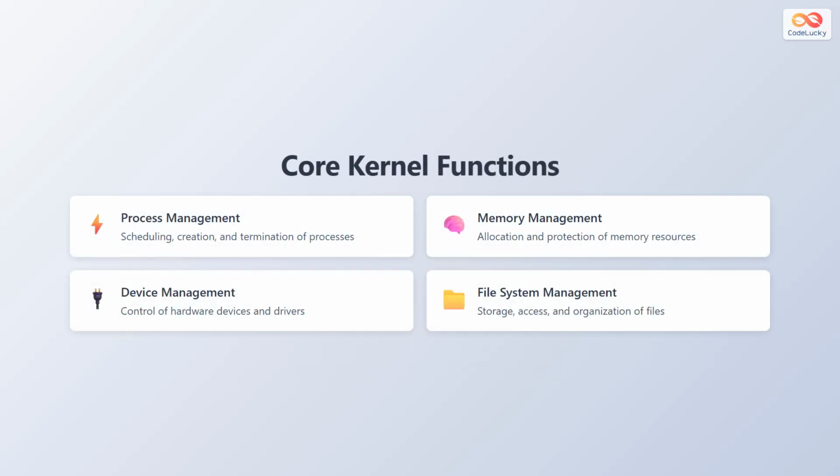The kernel performs 4 essential functions. First, it manages processes and decides which applications get CPU time and when. Second, it handles memory by allocating storage space to programs and ensuring they do not interfere with each other. Third, it controls all devices like printers, USB drives, and network cards. Fourth, it manages files and folders on your storage devices, allowing you to save and retrieve data. These functions work together to keep your system running smoothly.